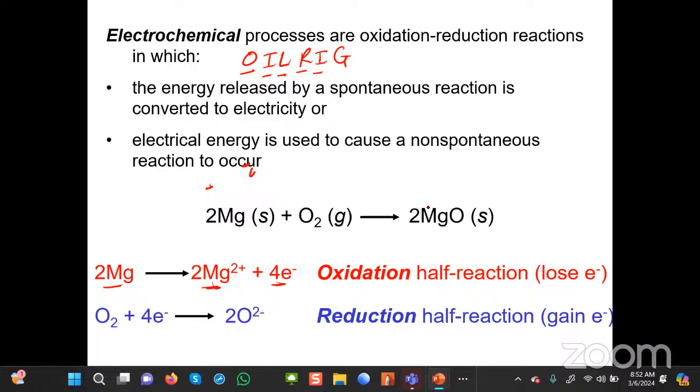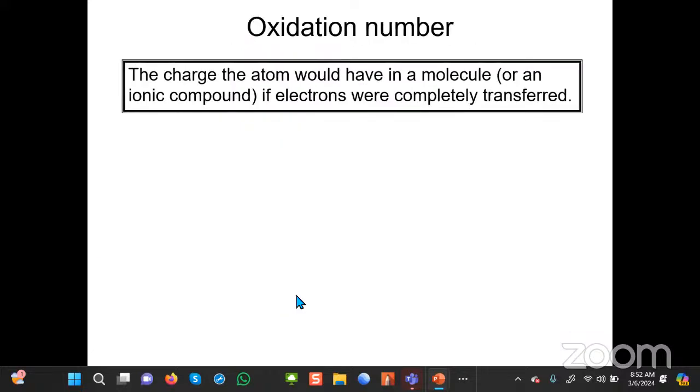So we call these 2 half reactions, right? This is the oxidation half reaction. This is the reduction half reaction, all right? Okay, so let me just jump to the next slide. So we need to remember, we're gonna go down memory lane. We need to remember how to determine the oxidation numbers, because once you can track the oxidation numbers and their changes, you can tell what is being oxidized and what is being reduced, right?